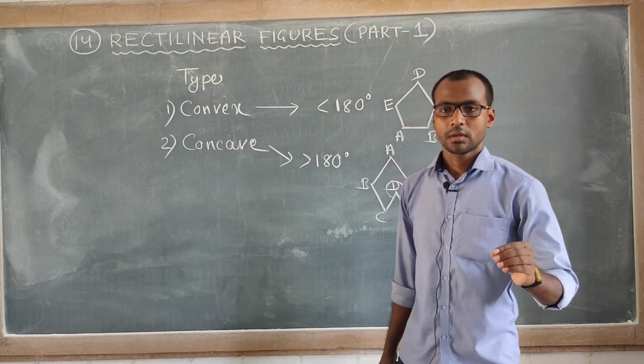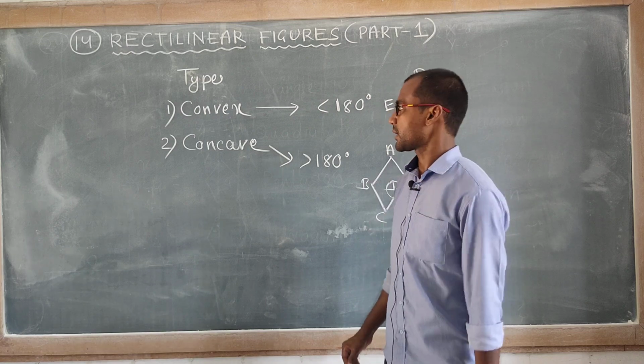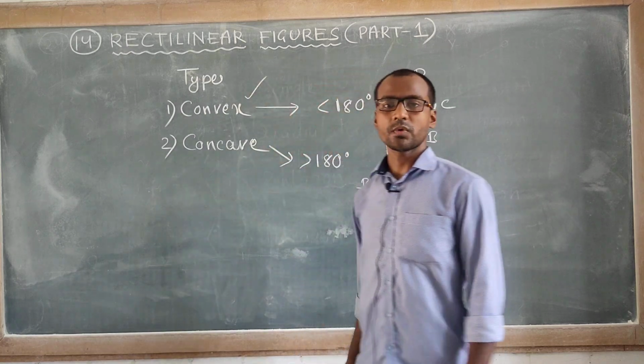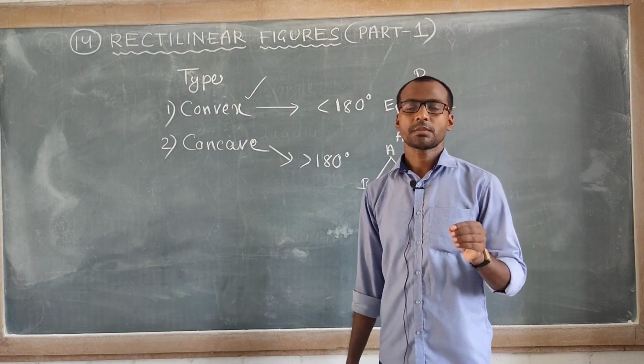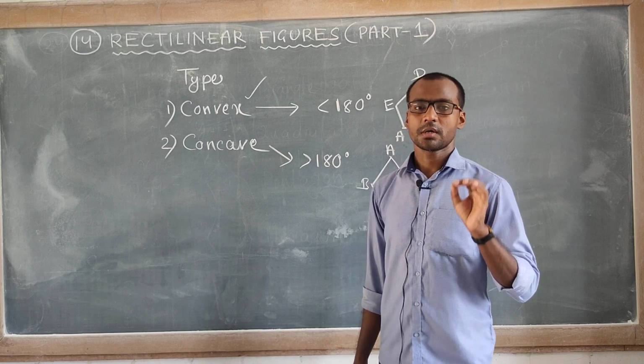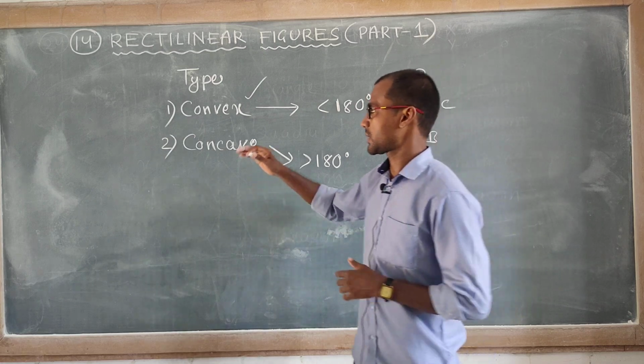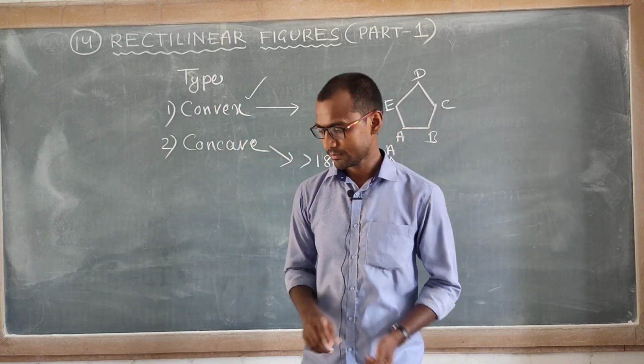Whenever the term polygon is used, you have to understand that it is convex polygon. If it would be concave, then it would be clearly mentioned in the question. Unless mentioned, do not think that it is concave. Always assume that it is convex.